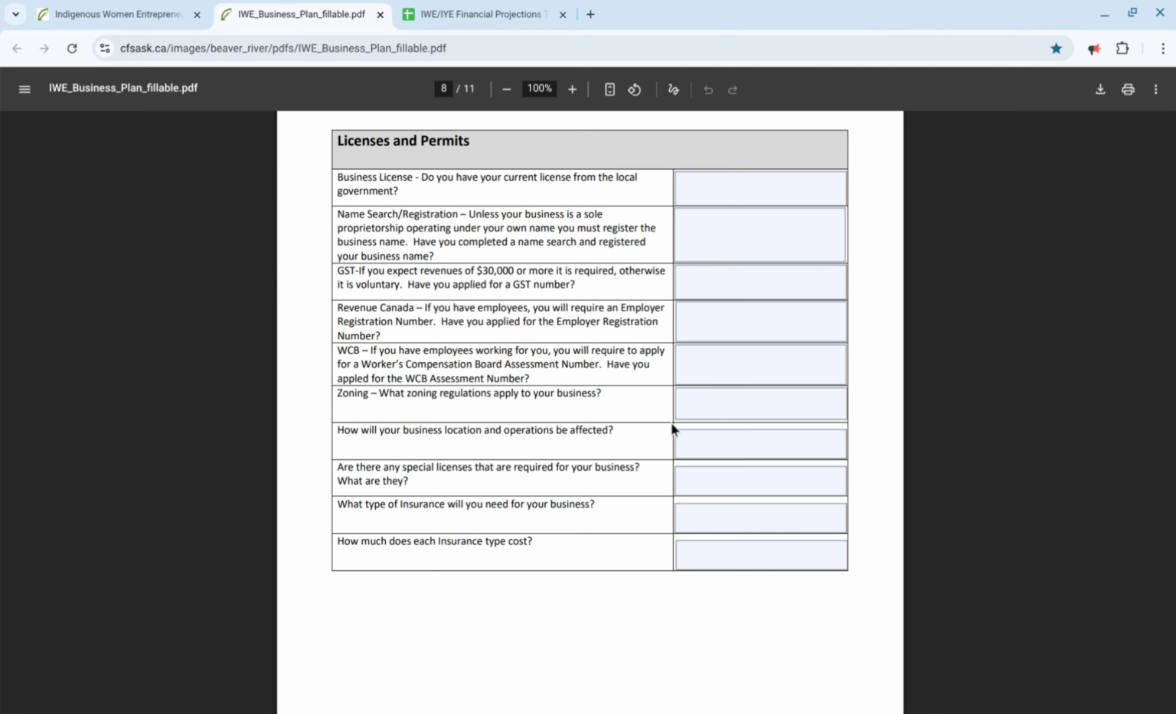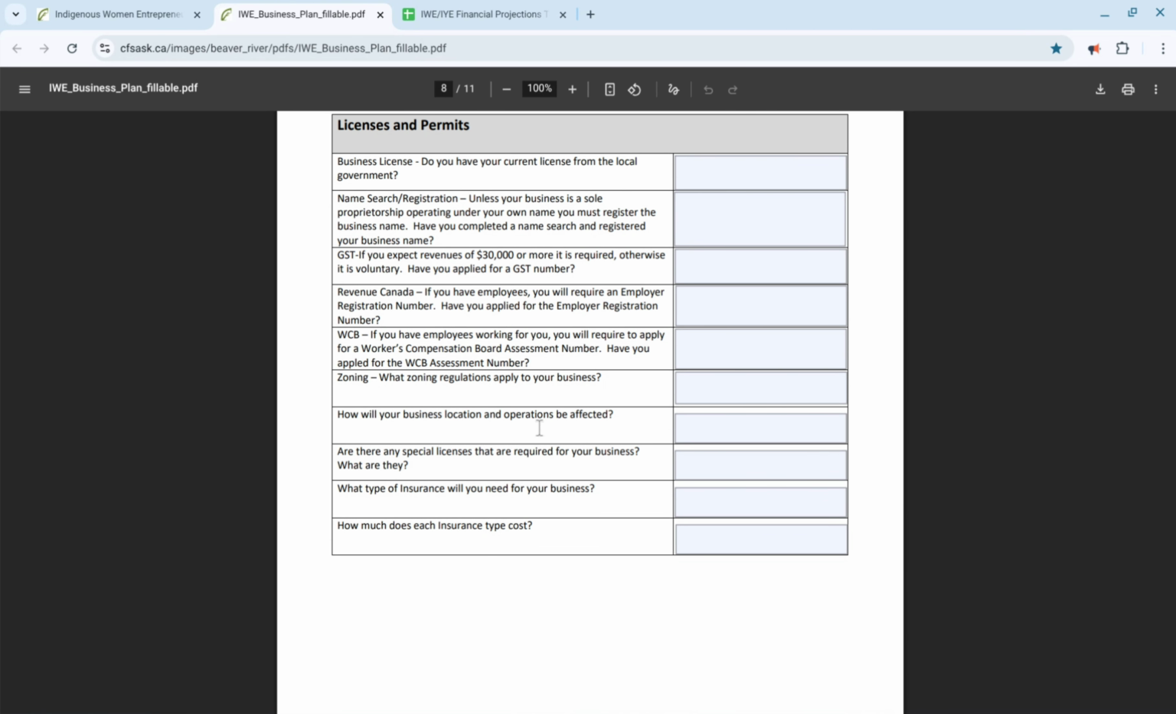After that, the next question is, how will your business location and operations be affected? And that's referring to zoning regulations. So maybe you're only allowed 3 visitors at your home per day. Maybe that's something that your rural municipality enforces, or maybe you're not allowed to have any visitors, or maybe you're not allowed to sell from your home and people can't come pick up the products that you're producing from your home. You have to deliver them. Or, as I said, maybe you can only provide services from your office and you can't sell any products. So just briefly indicate how those zoning bylaws can affect your business.